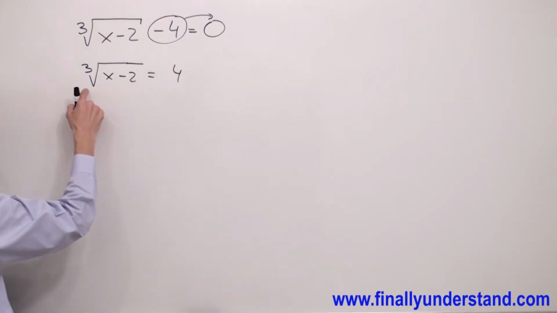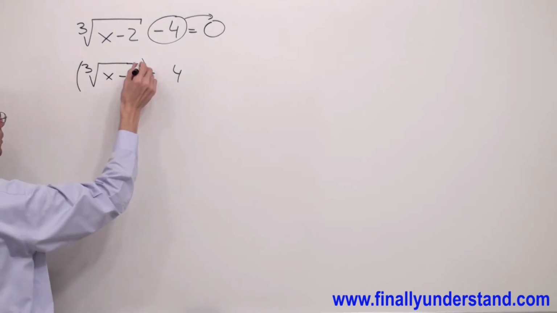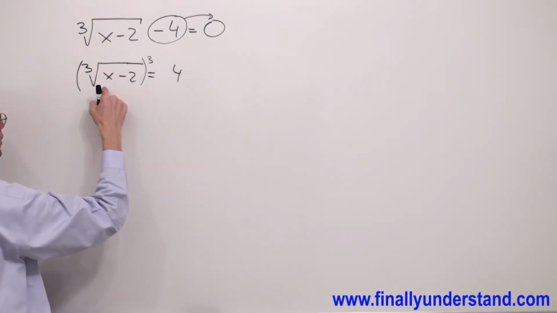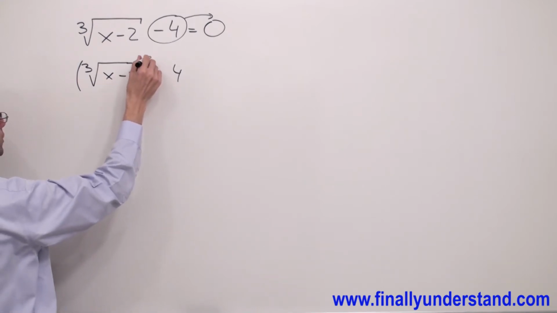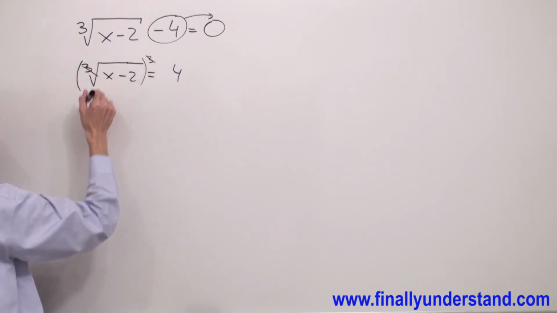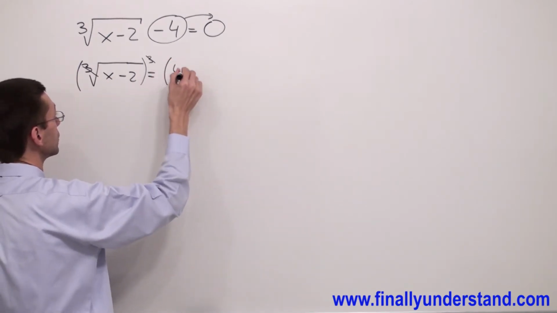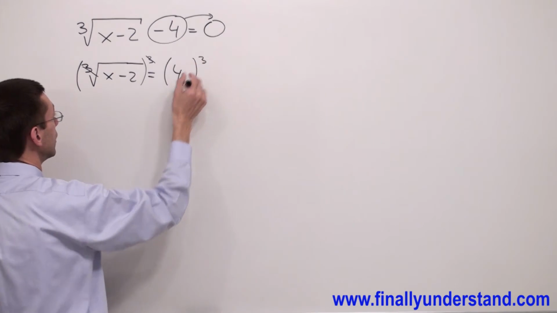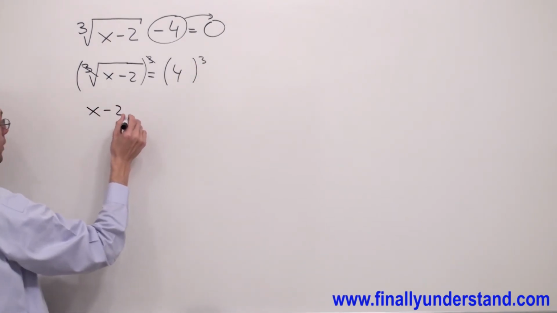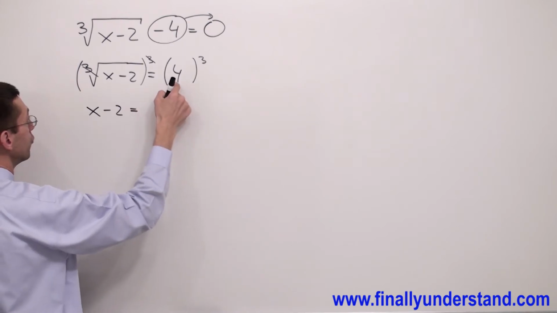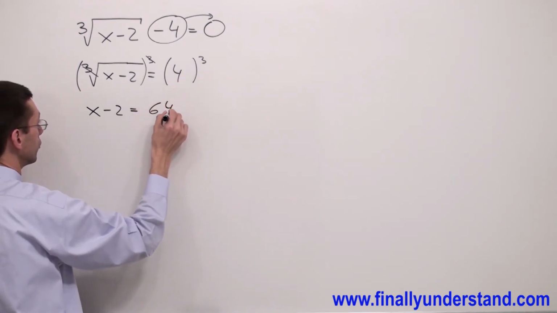In order to eliminate the cube root, I have to raise the left side to the third power. If I raise to the third power, this exponent is going to eliminate my radical sign. Whatever I did on the left side, I have to do also on the right side. I have x minus 2 is equal to 4 to the third power, which is equal to 64.